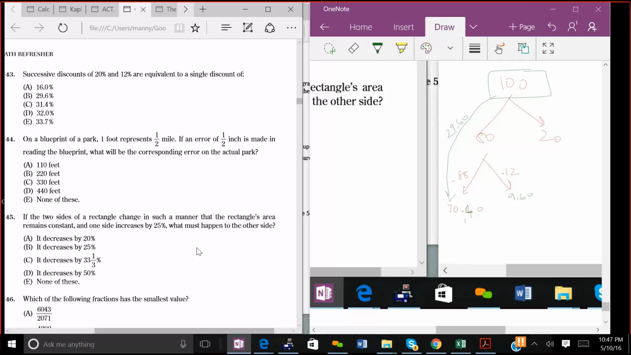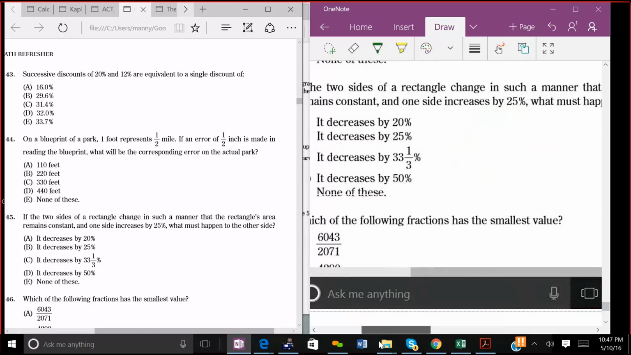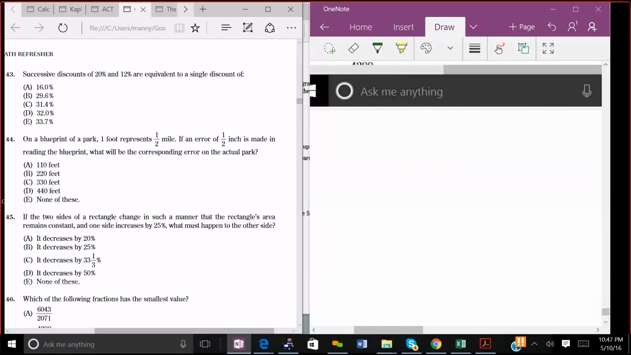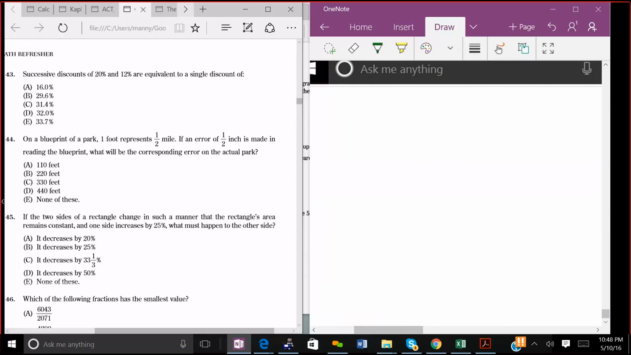Okay, the next question will be 45. Try that. Two sides of a rectangle change in such a manner that the rectangle's area remains constant. One side increases by 25%. What must happen to the other side?